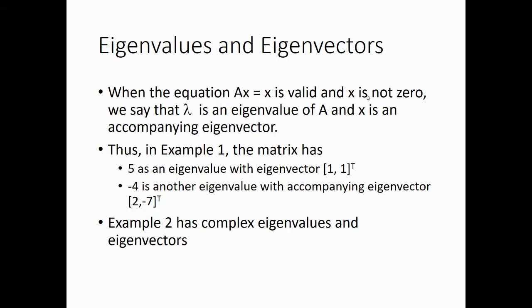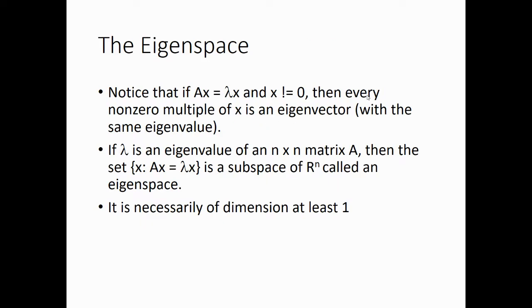So let's turn our attention to the eigenspace. If AX is equal to lambda X and X is not equal to 0, then every non-zero multiple of X is an eigenvector with the same eigenvalue. So if lambda is an eigenvalue of an n by n matrix A, then the set of X such that AX is equal to lambda X is a subspace of R raised to the n called the eigenspace. It's necessarily of dimension at least 1.